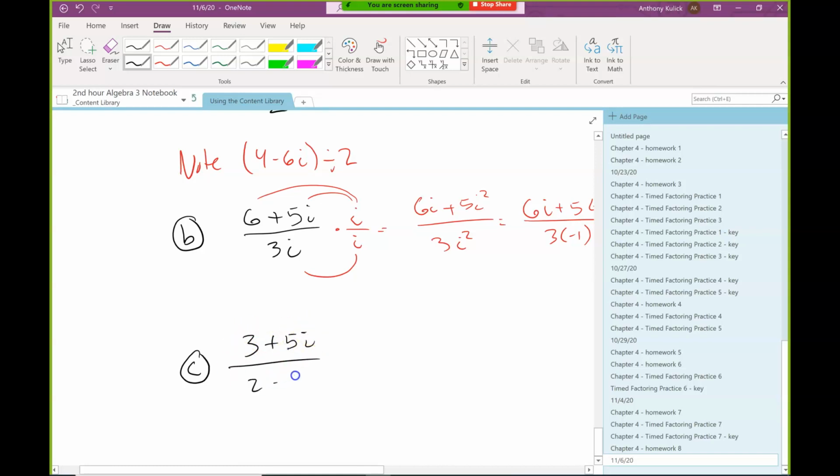So here we have 3 plus 5i divided by 2 minus 7i. Will that same trick work here if I multiply the top and bottom by i? No, right? Because when I distribute, I'll have 2i minus 7i squared, and I'll still end up with an i in the denominator. So we need a different trick when we have a fully complex number and not just the imaginary part. Here's the trick that we use.